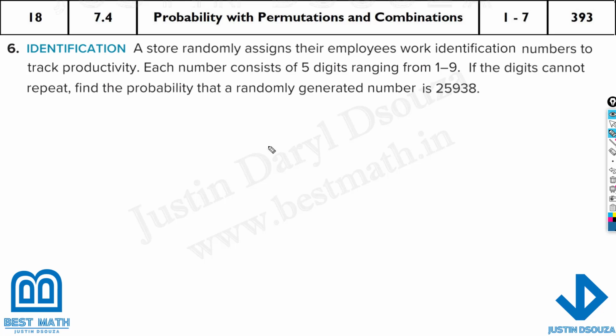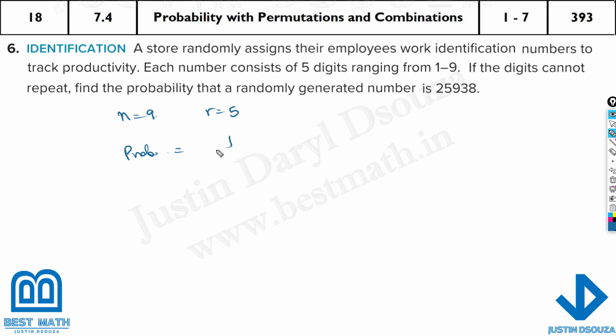Sorry, this is not like the previous one. You're not selecting any numbers or anything. It's a random number generator. There are totally how many numbers? From 1 to 9, right? So 1, 2, 3, 4, 5, 6, 7, 8, 9. So there are 9. N is 9. And what is the selection? How many digits are there in that work identification number? R is 5.